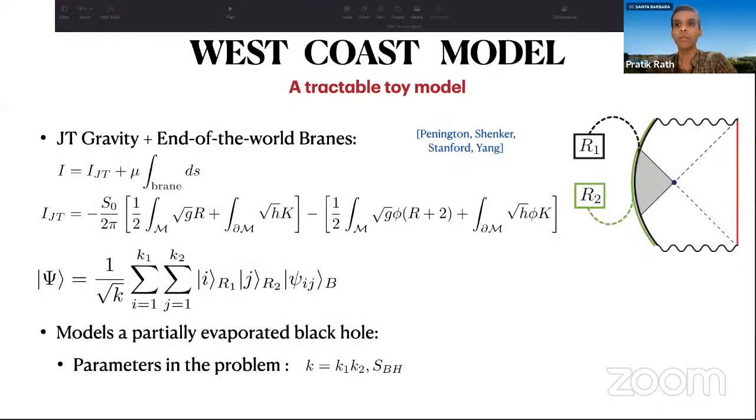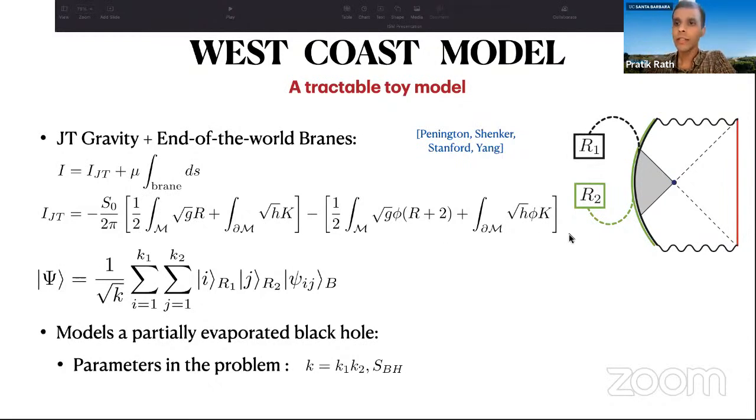Okay. So the toy model that we work with is the so-called West Coast model. This is a toy model that was developed in this paper, which consists of a simple model of Jackiw-Teitelboim gravity, which is 2D gravity, coupled to end-of-the-world branes. So we have an action which has the JT action, which consists of a topological term with parameter S0, and the usual JT action with a dilaton that's coupled to the metric. And further, we add in this term, which is a brane tension mu.